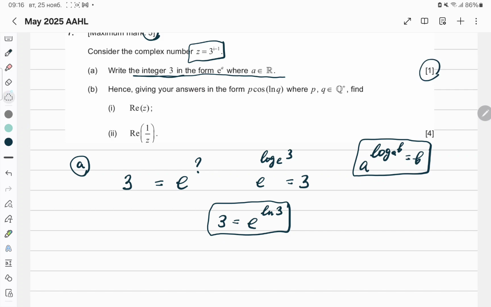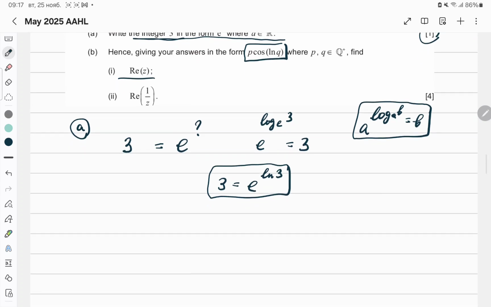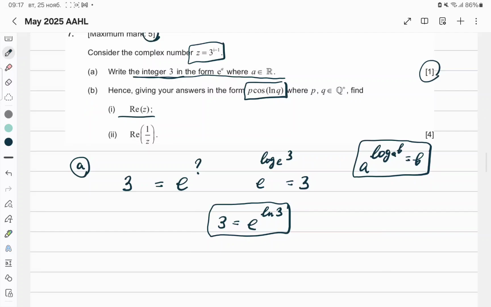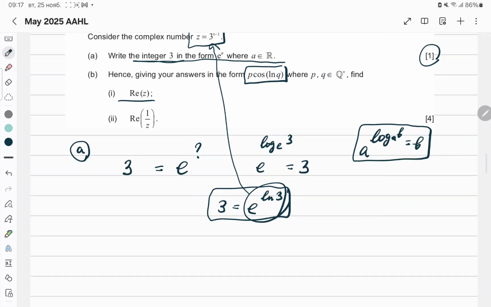Okay, now let's turn to the part b. So it says, hence giving your answer in the form p cosine ln q, where p and q are rational numbers, find re z, yeah, so real part of z. Okay, now we have real part of z. So now what to do? We can use this 3 here. So we can write, instead of 3 in our given data, that it is e in power ln 3, in power i minus 1.